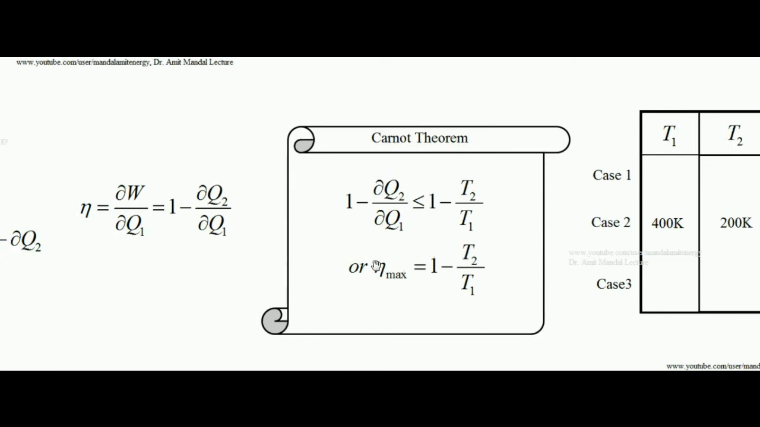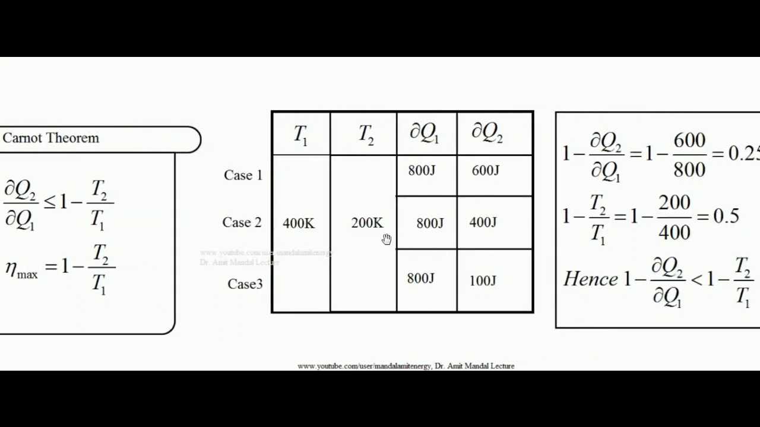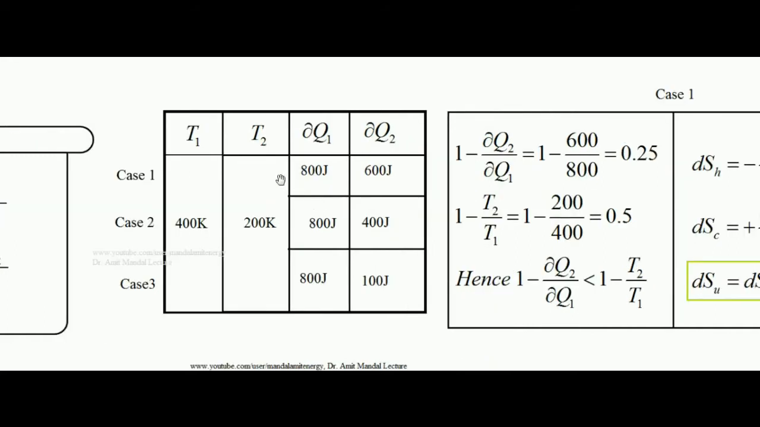Now why is Carnot saying that the maximum efficiency of an engine is this much? We will prove it with the help of an example. Suppose the hot reservoir's temperature is 400 Kelvin and the cold reservoir's temperature is 200 Kelvin, and there are three cases. Case 1: from the hot reservoir 800 joules of heat is coming out and the engine is rejecting 600 joules of heat to the cold reservoir, and the difference is converting into work. Case 2: the heat engine is absorbing 800 joules but rejecting 400 joules to the cold reservoir. Case 3: the engine is absorbing 800 joules of heat and rejecting 100 joules of heat to the cold reservoir. So one by one we will take all the cases.